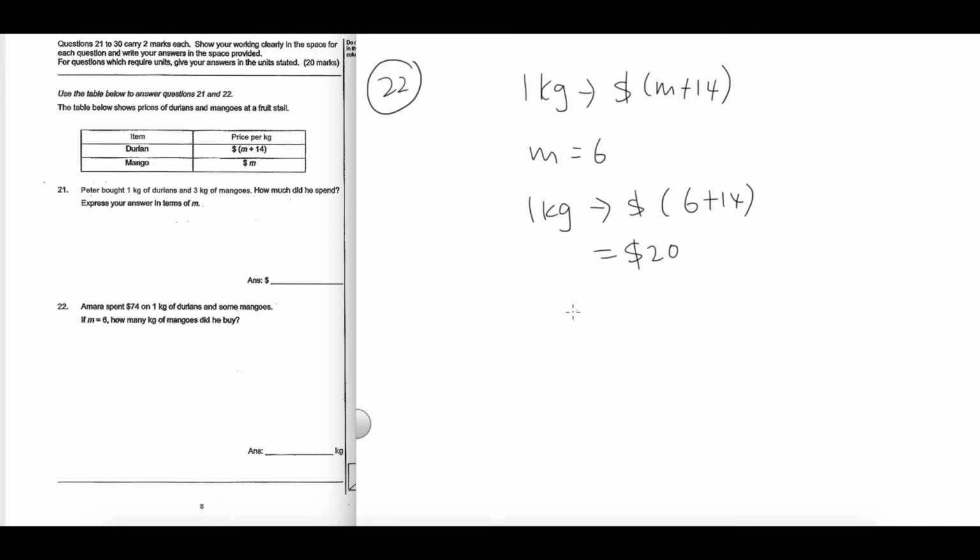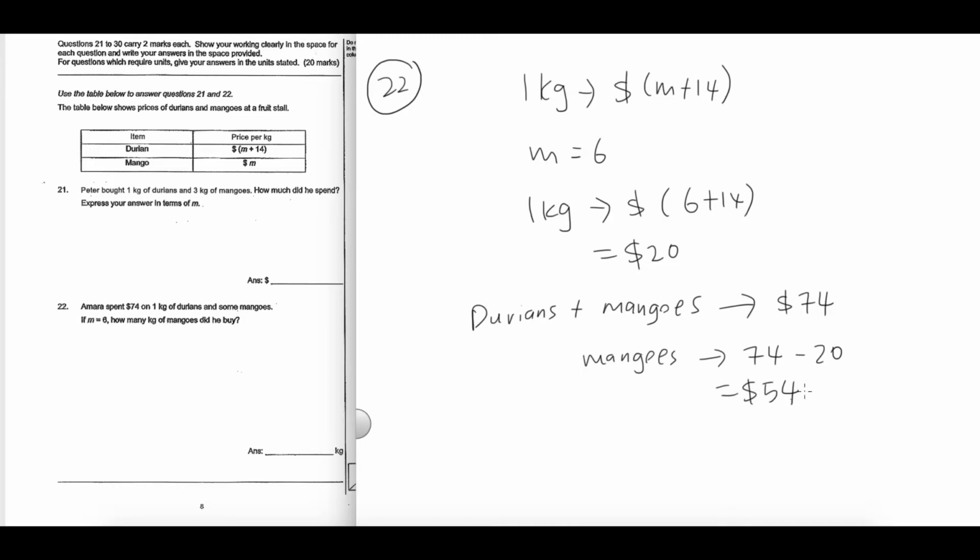Okay? So durians plus mangoes equals to $74. Okay? Means mangoes cost $74 minus away durians. Mangoes cost you $54. Okay? And since 1 kg of mango is how much? $6, because M is 6. How much is 54 kgs of mangoes?